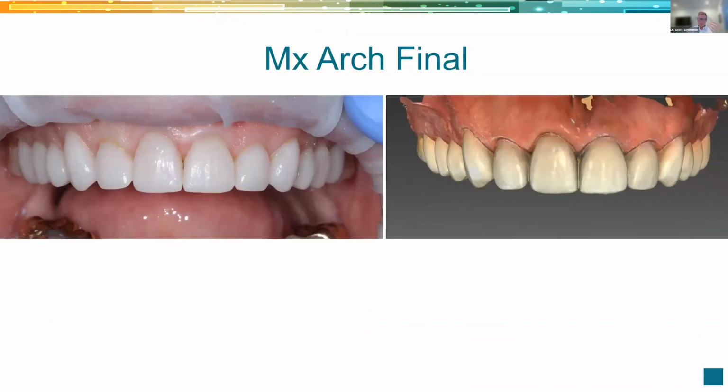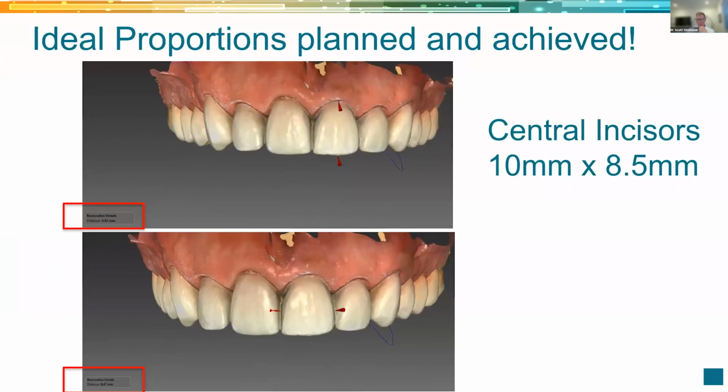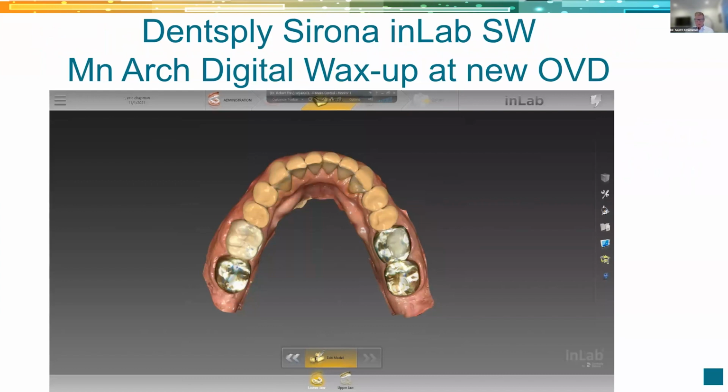Here we go. It's nice to see that we planned the upper arch to look like something that was going to be 10 by 8. Sure enough, we were able to achieve it. The ideal proportions that we planned on were 10 by 8.5. If you really like trying to push yourself in these areas, make sure that you achieve what you were going for, and if you don't, learn from that so that you can communicate with your technician or make the changes in the future.